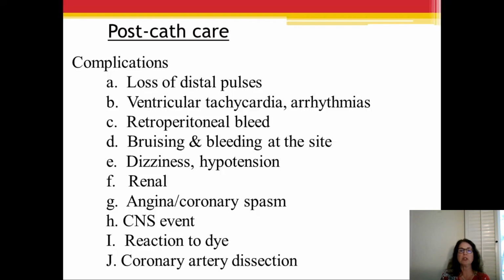Certainly bleeding and bruising just at the site would not be uncommon. Then they could be dizzy, hypotensive. They had a big procedure, they had a lot of narcotics, and now suddenly you're going to get them up 6 hours later.